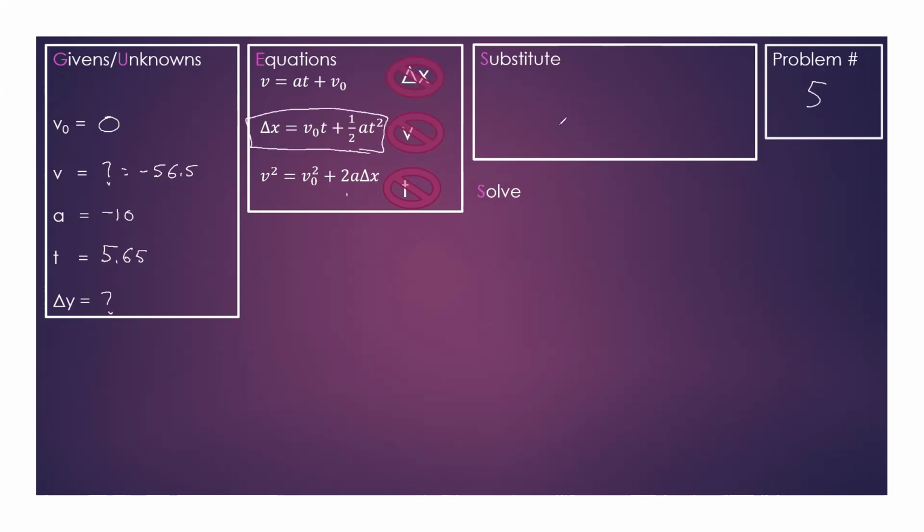There are two reasons I'm doing it. Number one, it is already set equal to displacement. And if the delta x versus delta y thing is throwing you off, they mean the same thing. We're just talking about vertically instead of horizontal. But it's already set equal to displacement, so I don't have to do a lot of algebra. So I'm picking it for that reason.